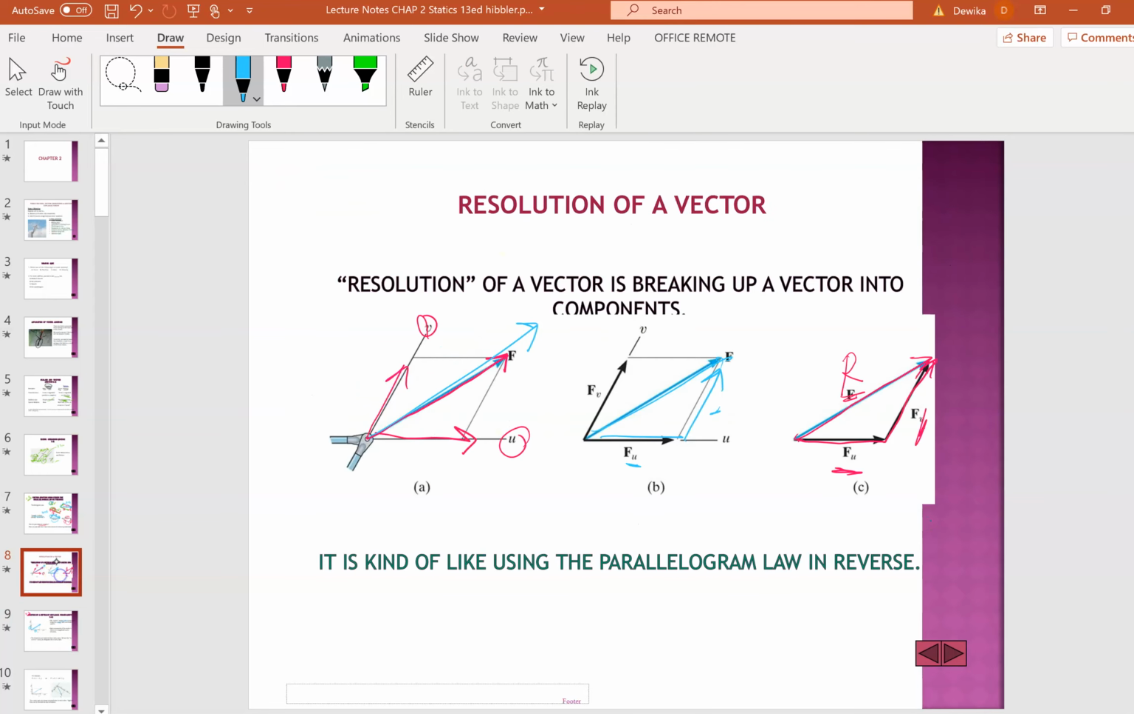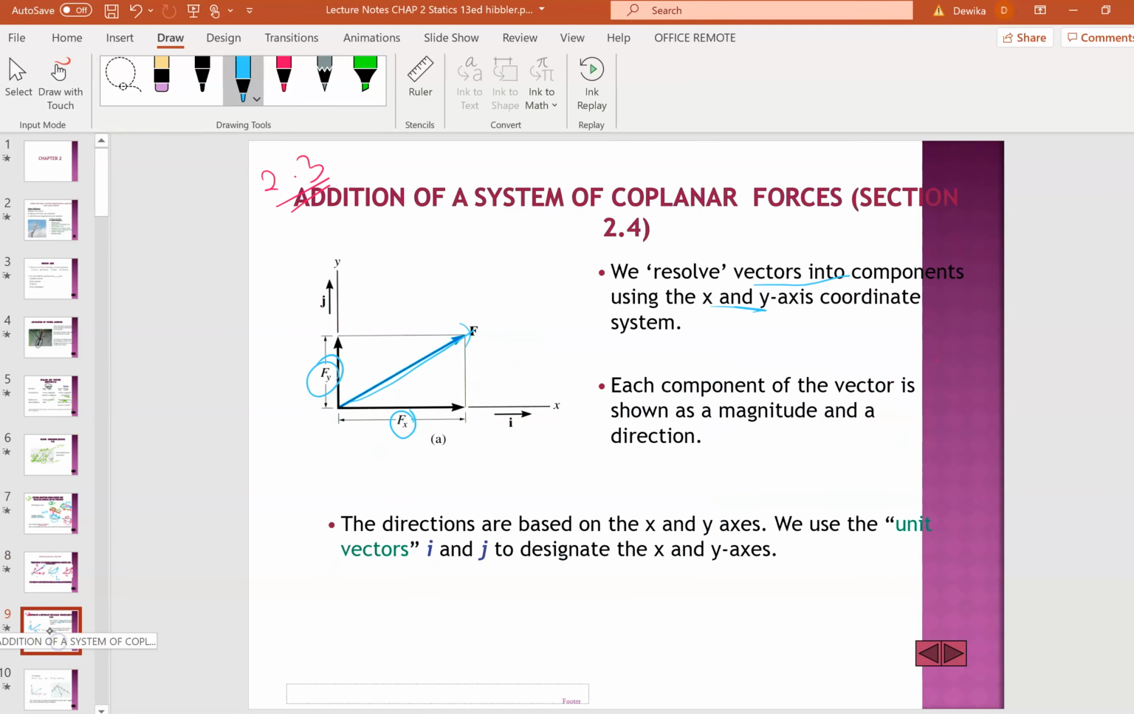Just now Fu was not a standard angle, so it's a bit difficult to deal with. This is a bit easier because Fx and Fy. Now remember your i and j represent the unit vectors, which just show the direction of the axis. So how do you resolve it into the x-axis and y-axis? Let's say we have an angle here and the angle is 30 degrees.